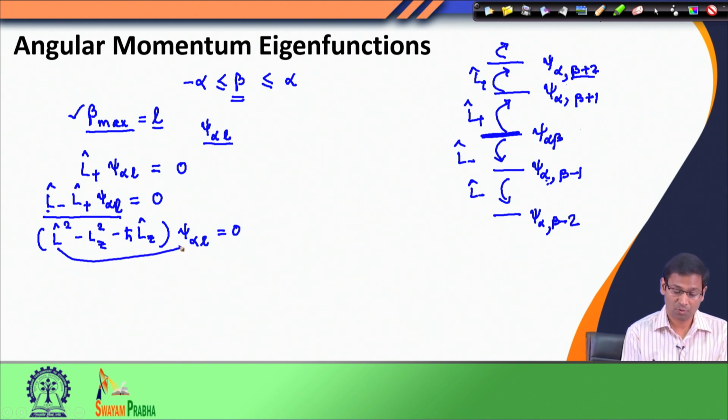So, when I apply L square on psi alpha L, I know psi alpha L is an eigenfunction of the L square operator with eigenvalue alpha square h bar square. When I apply Lz square on this function, this function is an eigenfunction of the Lz operator with an eigenvalue of L h bar, because this is the place for beta. So, this I will get as L square h bar square minus h bar. When Lz acts on this psi alpha L, I will get L h bar psi alpha L.